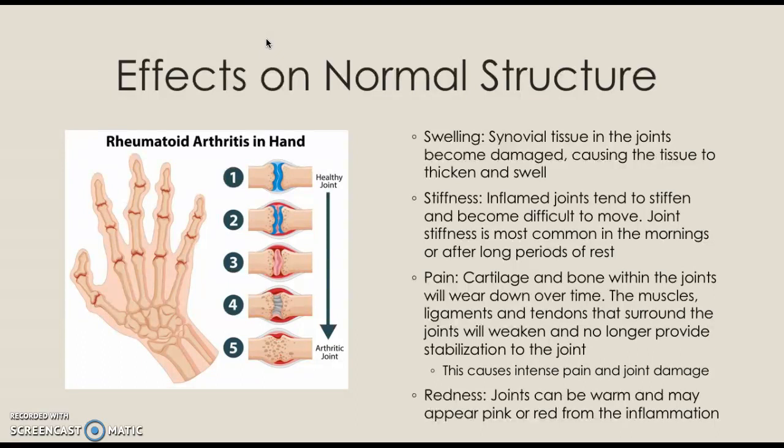Pain. Cartilage and bone within the joints will wear down over time. The muscles, ligaments, and tendons that surround the joints will weaken and no longer provide stabilization to the joint. This causes intense pain and joint damage as well. And then redness. Joints can be warm and may appear pink or red from the inflammation.